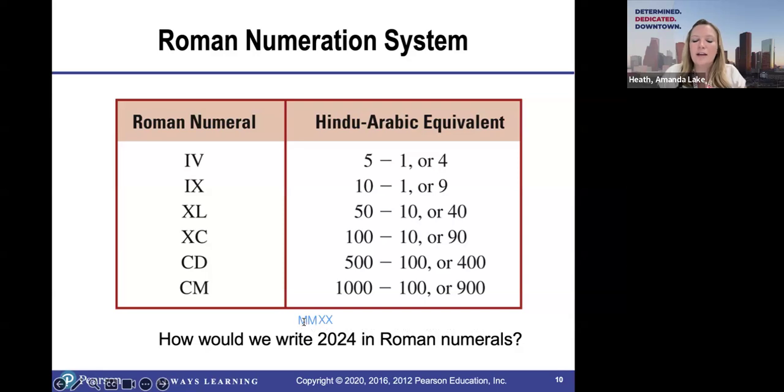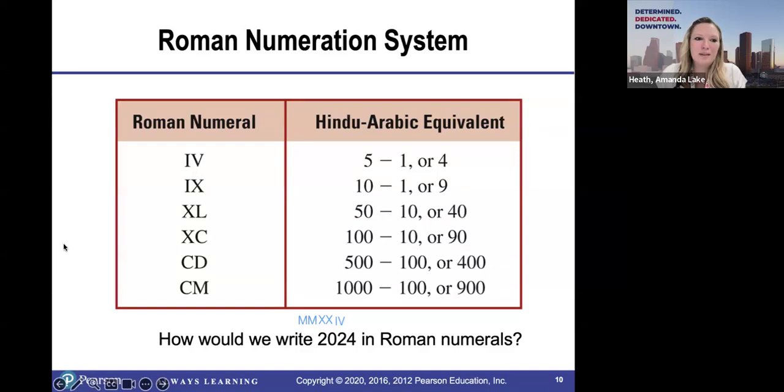So 1,000 plus 1,000 plus 10 plus 10. And then to represent the 4, I need to say 1 less than 5. So to be most efficient in our symbols, instead of writing IIII, the appropriate way to make a 4 would be IV. So we'll do an IV. So 2024 would be MMXXIV. You'll often see the Roman numerals around the Super Bowl time because we represent the Super Bowl numbers in Roman numerals.